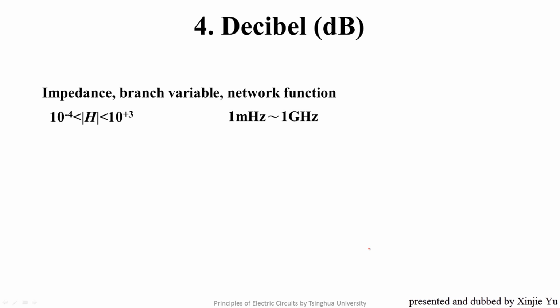Next, we discuss a very important concept, the decibel. We know that the impedance, branch variable, and the network function of a circuit can all be complex numbers. Their module and phase angle can all be functions of angular frequency. We illustrated it by taking the network function as an example.